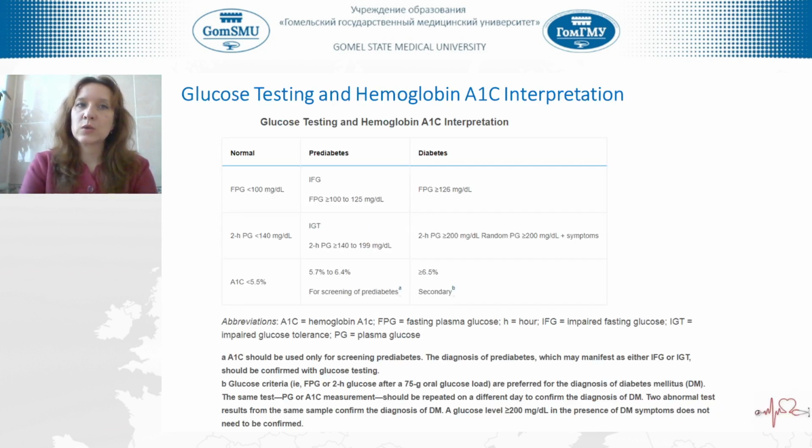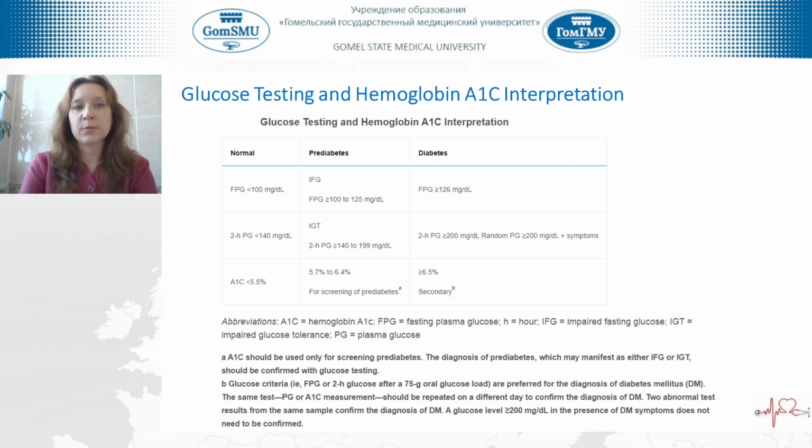This is the glucose testing and glycated hemoglobin interpretation. So it's normal, prediabetes, and diabetes. This norm is for the United States, not for other countries, so I give it to you in these units. You can see that fasting plasma glucose in the norm should be less than 100.